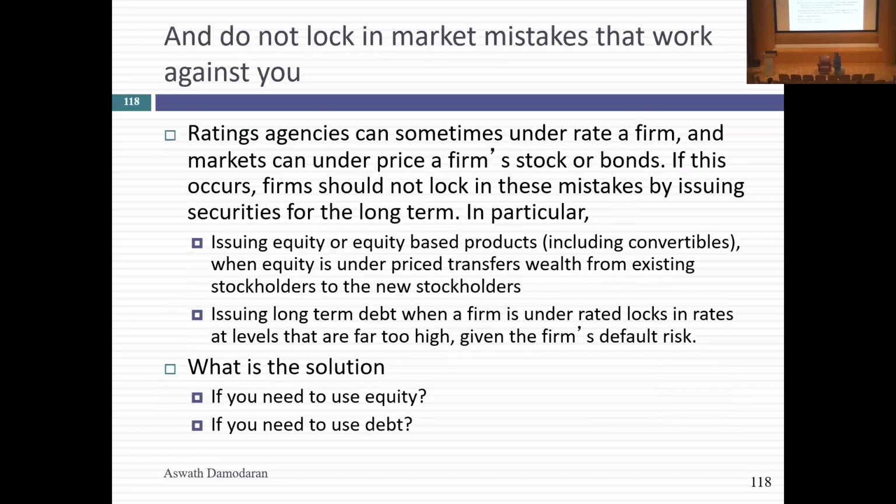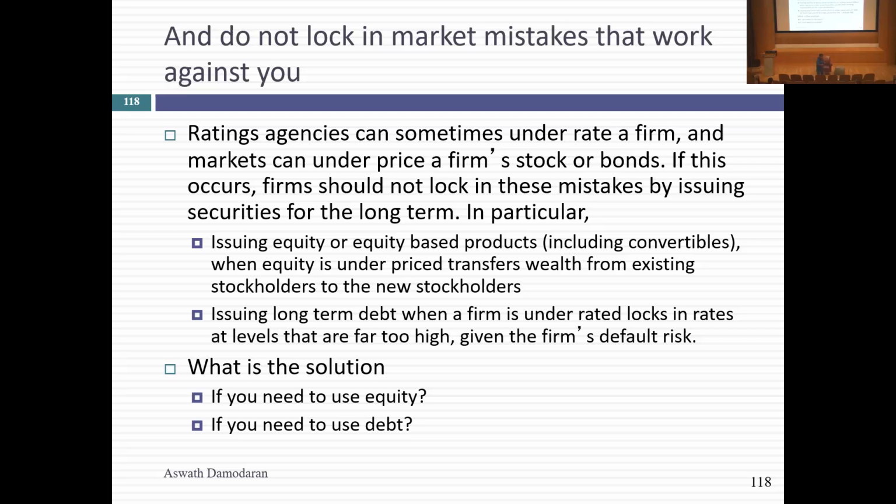And then you get ready to issue the bonds. And there's a final stop you've got to make, which is make sure you're not locking in market mistakes that work against you. Let me explain. You have a bond rating as a company. Let's say your bond rating is BBB. That's what Moody's and S&P have given you. But based on your assessment of your financial condition, you think you should really be an A+ rated company. You think they've underrated you.